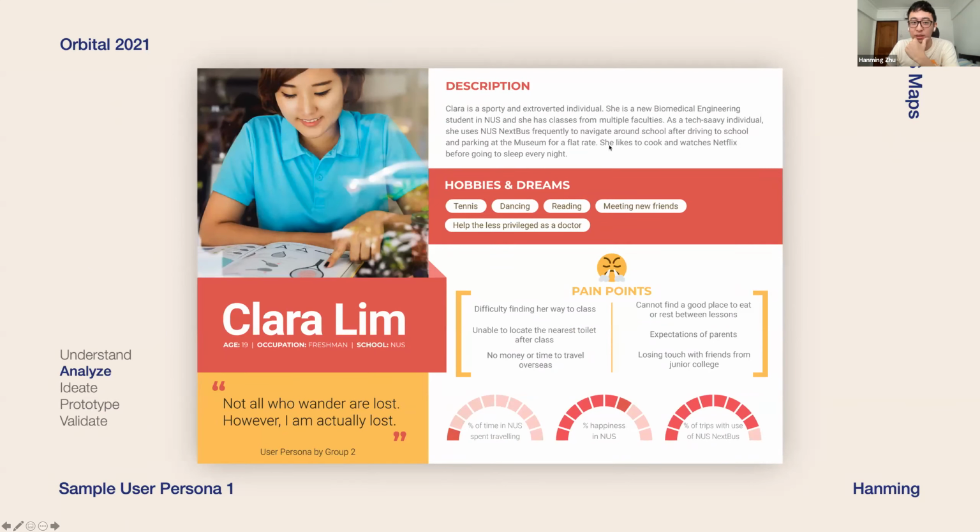Once again, like I said, you want to be part of the person's life. You can talk about their hobbies and dreams. You can talk about the pain points that they feel, right? It may not even be related to the exact problem. For example, she's struggling with the expectations of her parents. I think this is a problem that some of you may be facing also, right? Or losing touch with your friends from junior college. That's a real problem, right? Who's to say that your app may not one day help with that? You don't know. So we talk about the different kinds of pain points. I think it's not very relevant now because everything's online, but back then it was quite relevant, right?